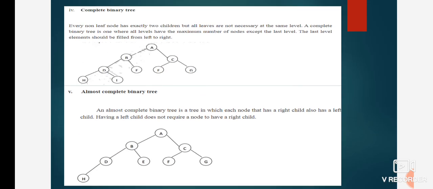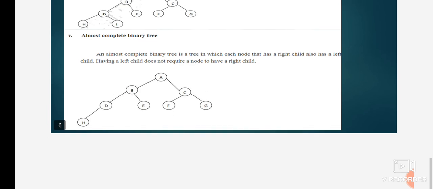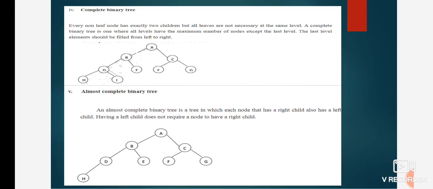Then an almost complete binary tree is a tree in which each node that has a right child also has a left child. Having a left child does not require a node to have a right child. So this is the example of an almost complete binary tree. Here A has 2 children and B has 2 children, also C has 2 children, but D has only one left child, right? So this is also called the almost complete binary tree. Thank you.